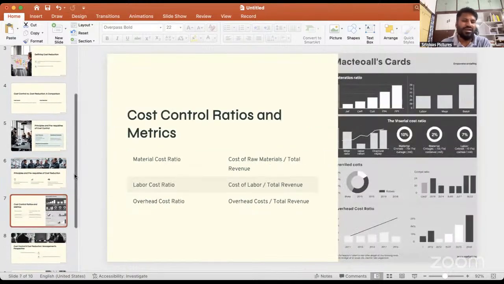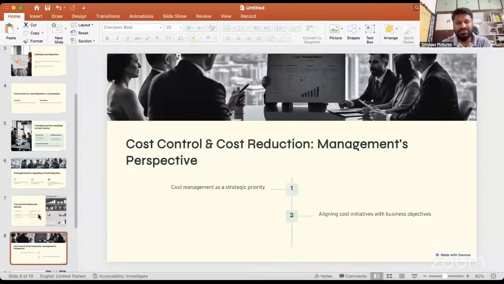So, cost control ratios and metrics. Generally we have different types of ratios, that is, three ratios as per our text: activity ratio, capacity ratio, and efficiency ratio. Activity ratio is nothing but a part of the material cost ratio. Capacity ratio and efficiency ratio are part of the overhead cost ratio and labor cost ratio.